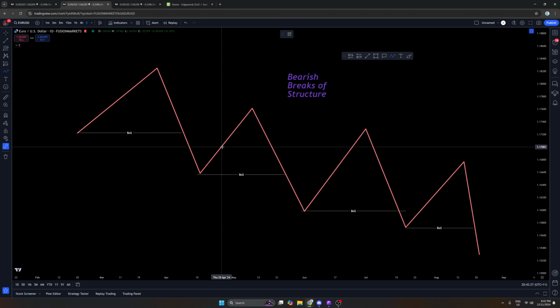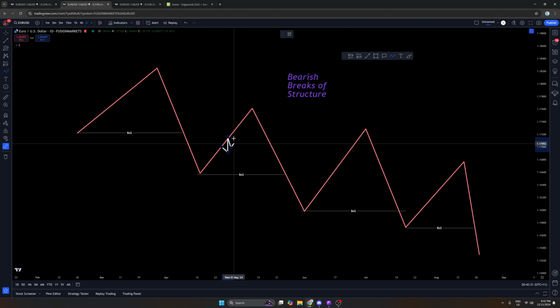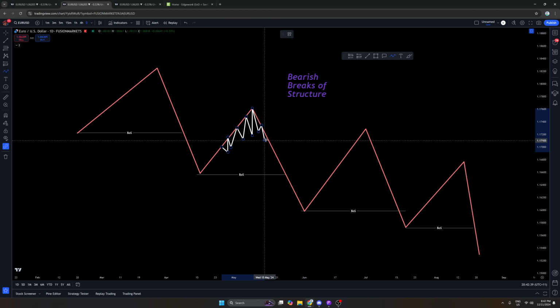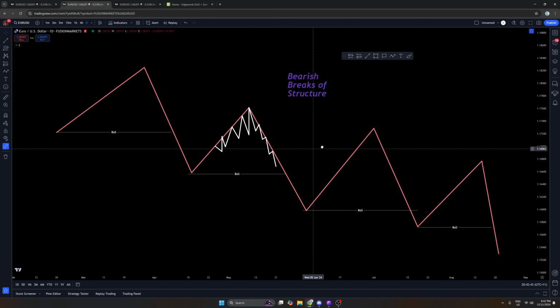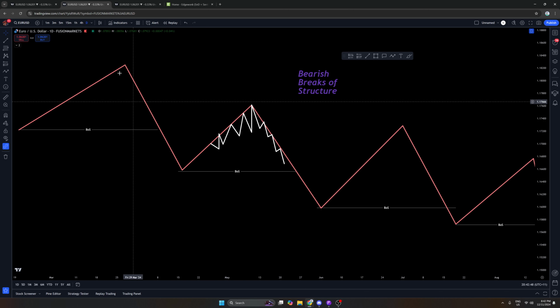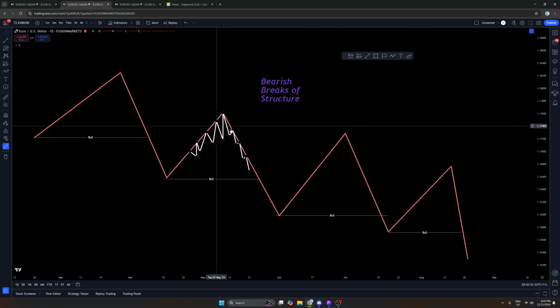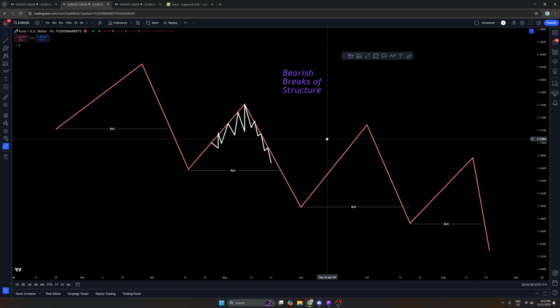In minor structure, there would be moves like this, all throughout it. So this is minor structure. And within minor structure, there's trades that you can take whilst larger structure is forming. If you just waited for larger structure, you would miss all of the moves in here that have the potential to make you money. So I'll go to real chart examples now.